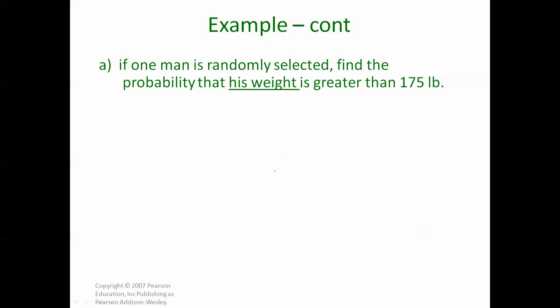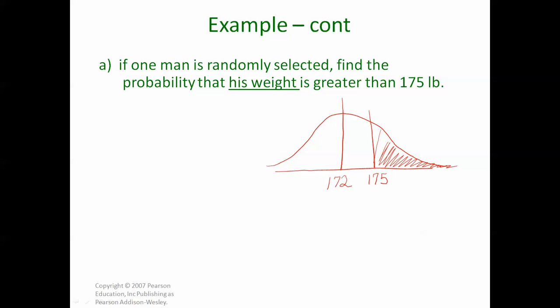The first thing we always want to do is draw our curve. Mark your mean in the middle, which for this problem was 172. We're interested in a value of 175, which is going to be to the right of the mean. And we want to know the probability that will be greater than 175. Before we can look that value up in the normal distribution table, we have to standardize this score and convert it to a z-score.